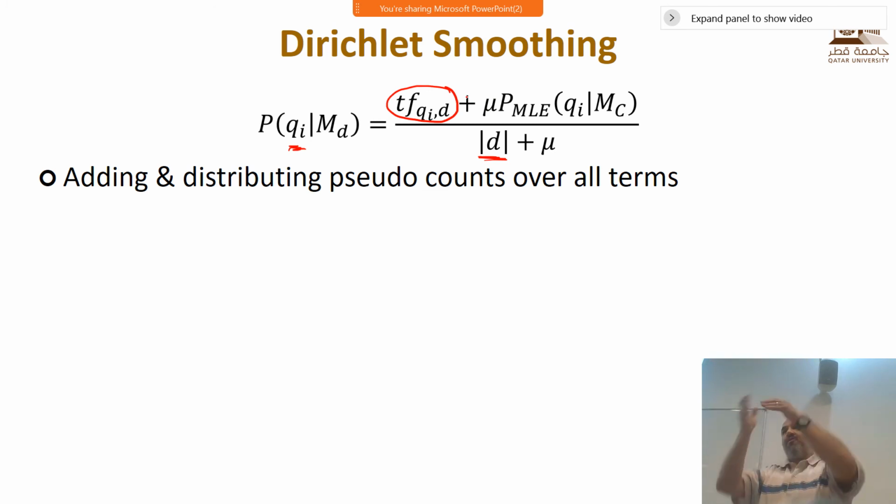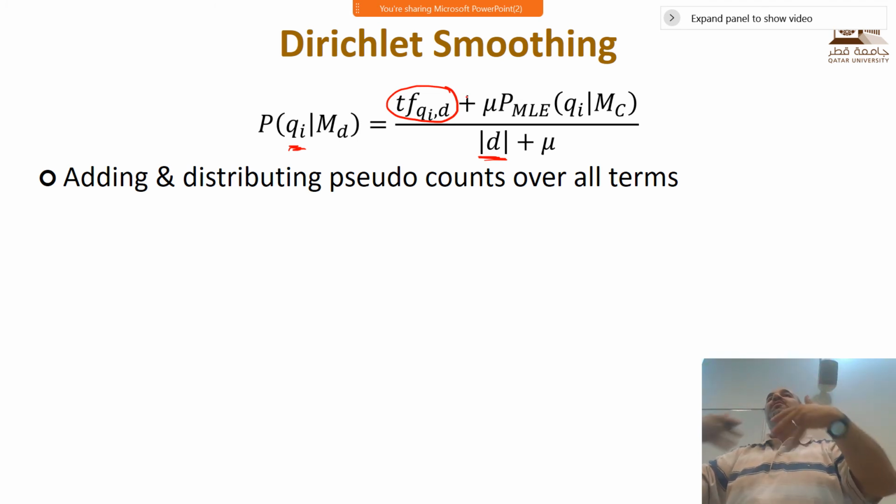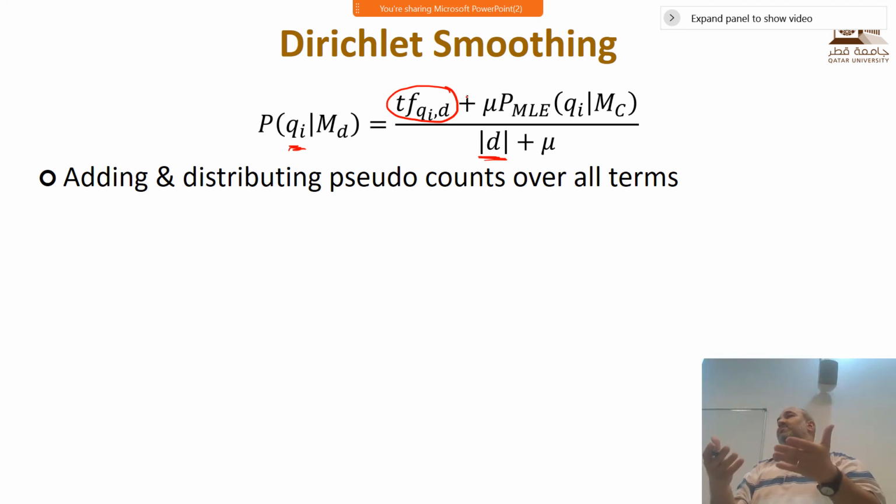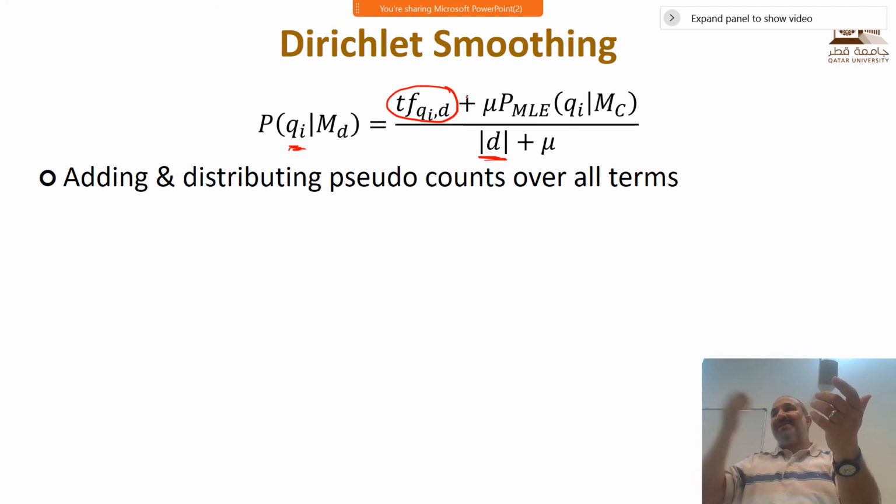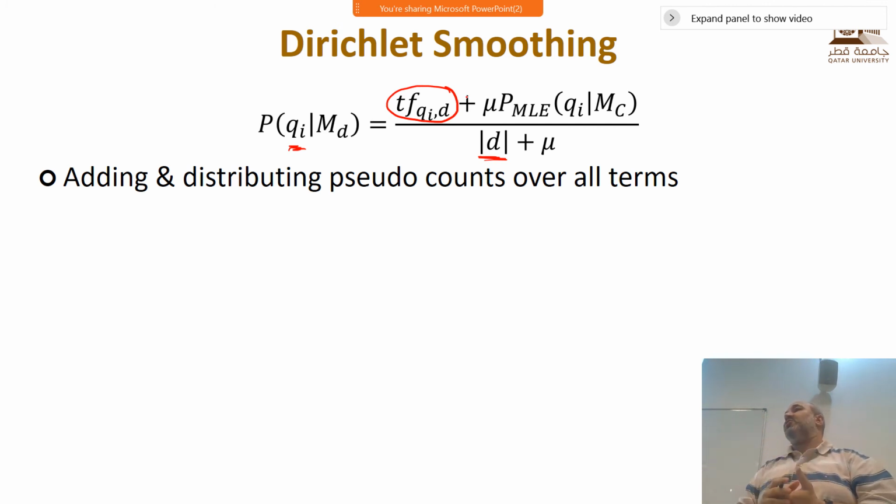Okay? Now, the numerator is like what is the new term frequency for that term. It has two parts. Part from the actual observations, which is the term frequency part, plus the pseudo counts. Pseudo counts are distributed over all the words based on how they appeared in the collection. Similar concept to Jelinek-Mercer, but it's implemented in a different way. Okay?